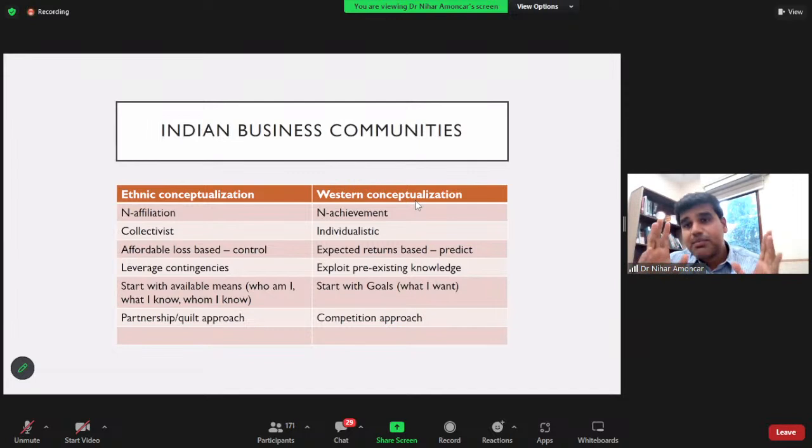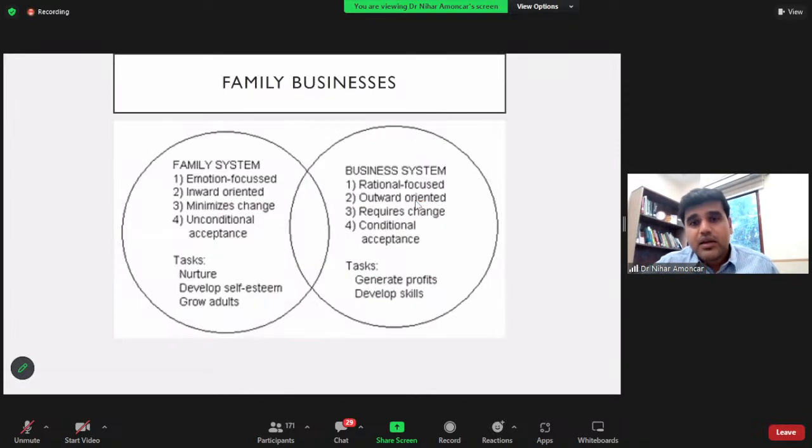And that is the major difference between the Western startup-oriented entrepreneurship that we saw in the West and the Indian entrepreneurship, which was mainly family business-driven, that we saw in India. However, family businesses are slightly different.